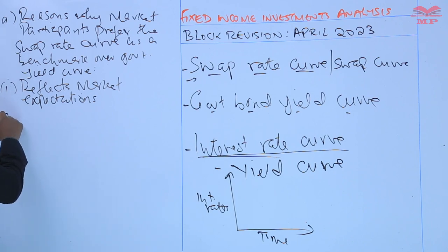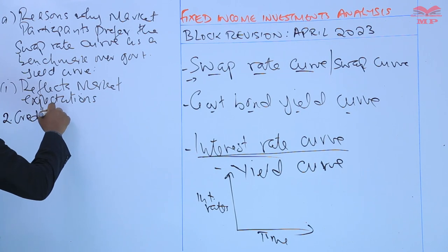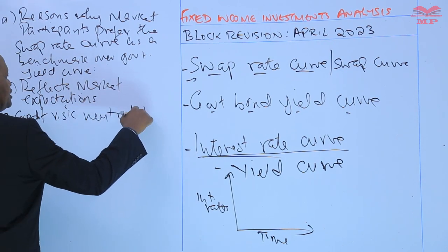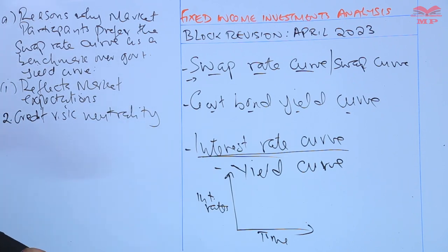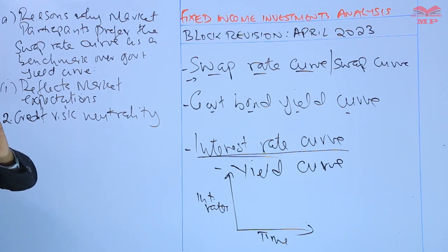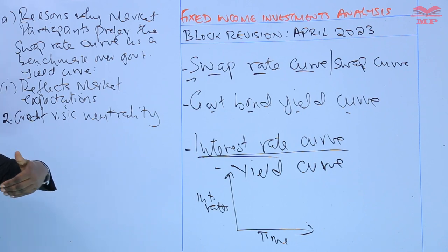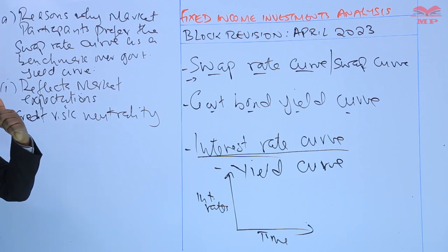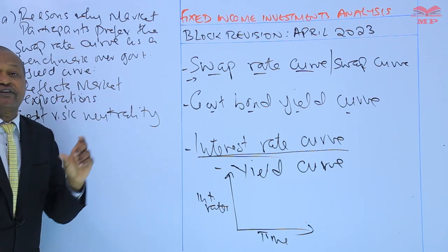Two, credit risk neutrality. Now, interest rate swaps are typically traded between counterparts of similar credit quality, which results in a swap rate curve that is more neutral to credit risk compared to government bond yields, which can be influenced by the credit risk of the issuing government.